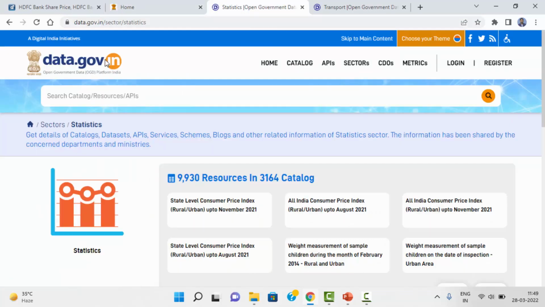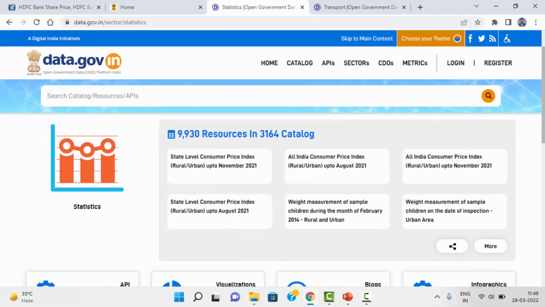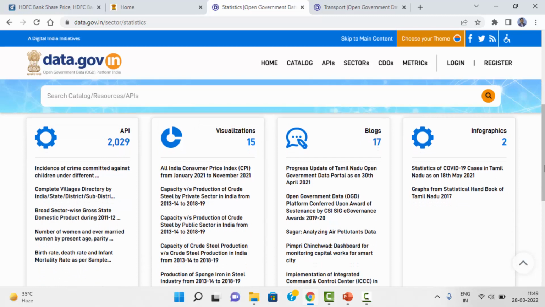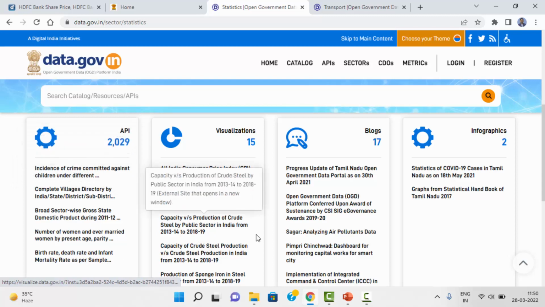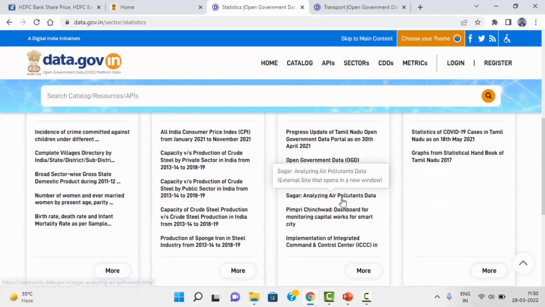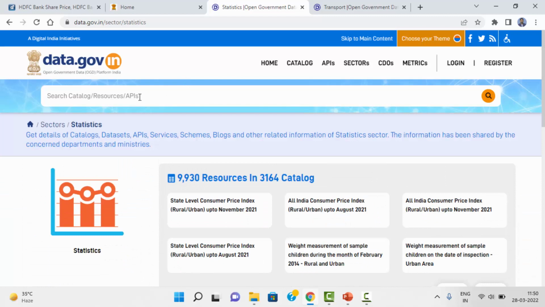Moving further, the statistics provided by our own government, data.gov.in. This includes data related to the consumer price index, all the statistics. When you go below, here you can see the complete village directory, crime data, and all other data are visible here. The air pollutants data, statistics of COVID cases, all the statistics are available here. You can get it from here by searching.